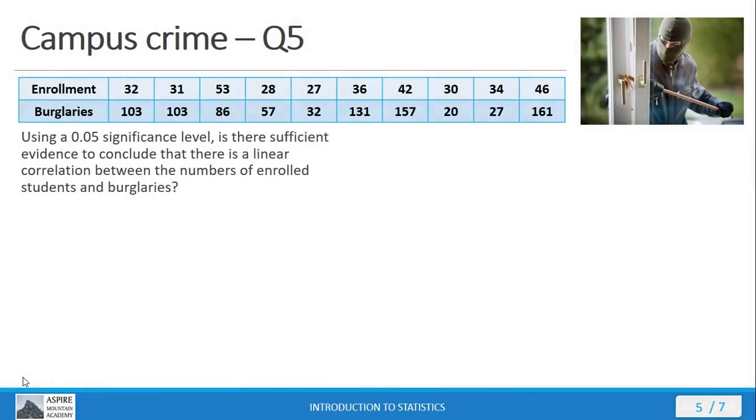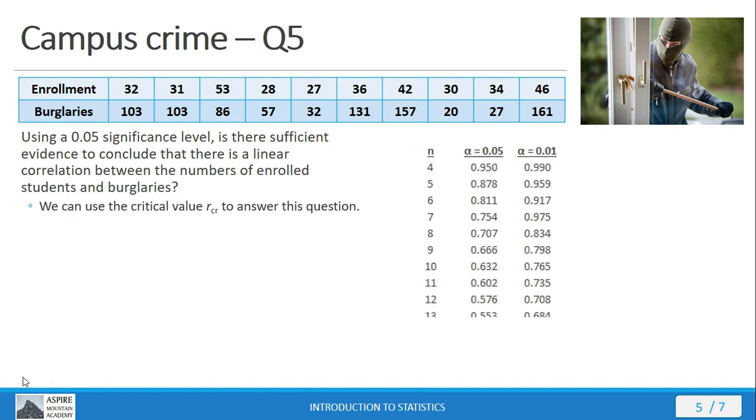It's really easy to go in at the 5% significance level. Do we have sufficient evidence to conclude linear correlation? Well, you can use the critical R value to answer the question. So here's your critical R value table. Notice the number of pairs of data samples that you got. So how many data points do you have that are in pairs? And then we're testing at the 5% significance level.